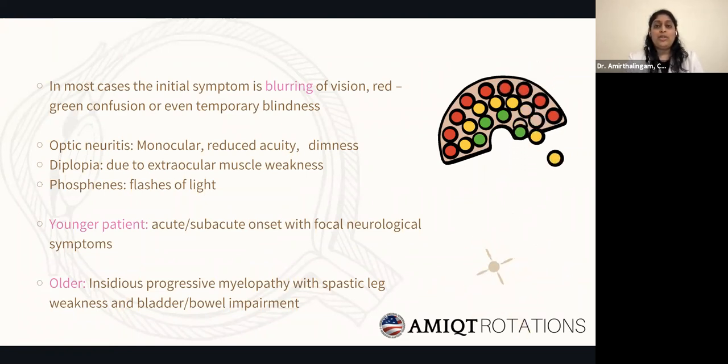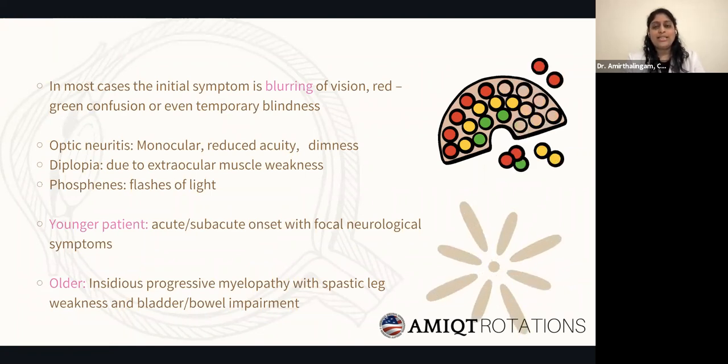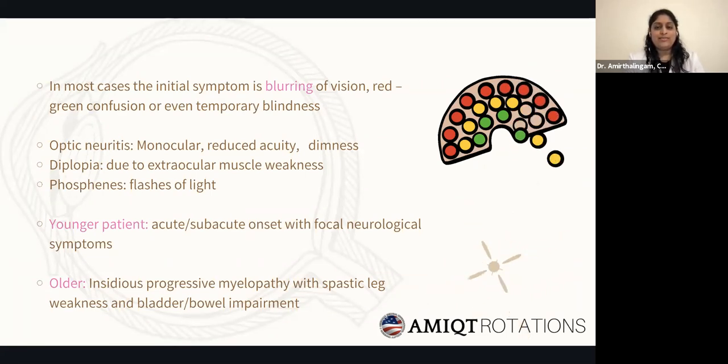The presentation between younger patients and older patients may differ slightly. So in a younger patient, you may see more of a focal acute presentation for their symptoms, whereas in an older patient, it may be more progressive and more generalized, such as bladder and bowel impairments.